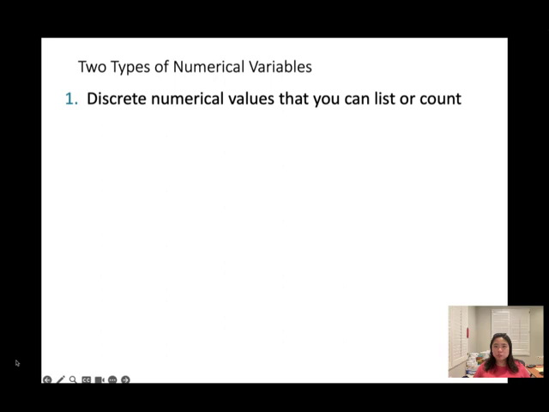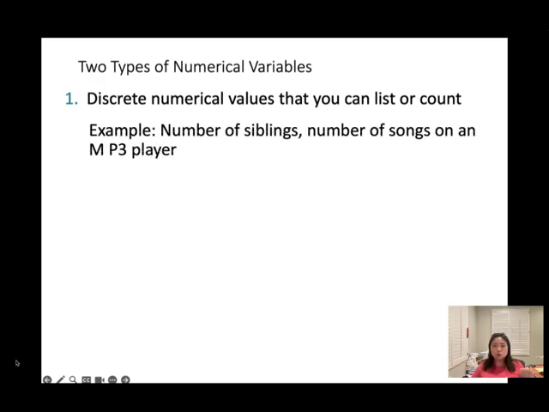Under the numerical data, we have the discrete numerical values that you can list or count. So that's data you can get by counting. For example, the number of fingers. I can count 1, 2, 3, 4, 5, right? Or the number of siblings, or the number of songs on an MP3 player. This is going to be the discrete numerical values.